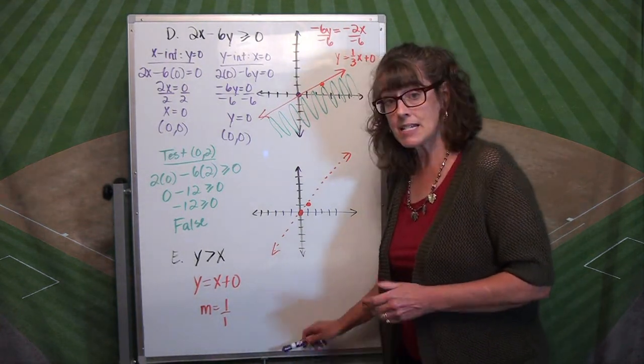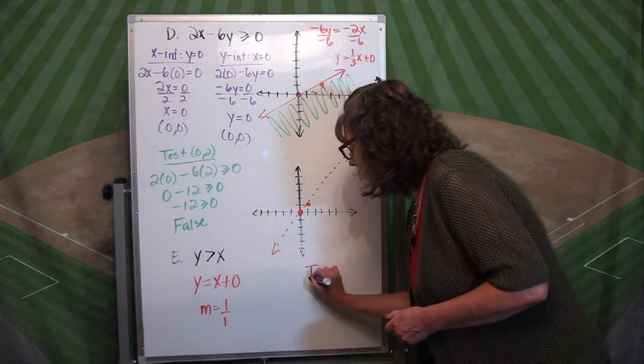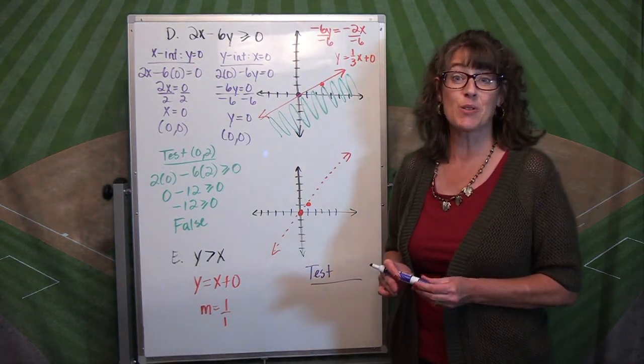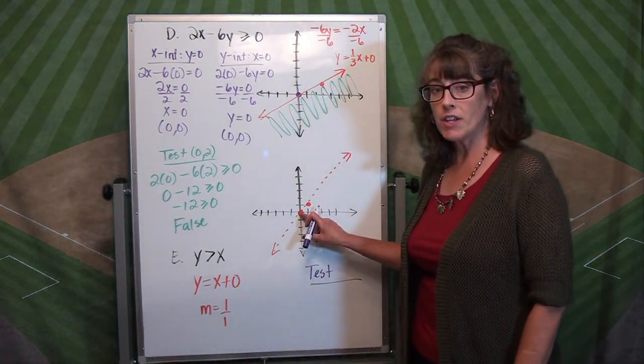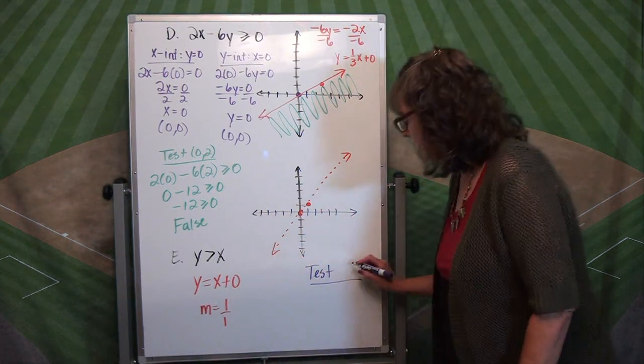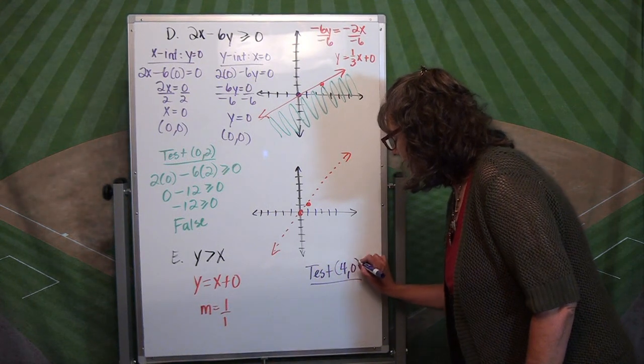Now, I need to test a point to see what does work. Which half plane has all the solutions? Can I test my beloved 0, 0? Nope. It's on the line. So pick something else. Let's pick this over here. This is going to be 4, 0. Give that one a shot.